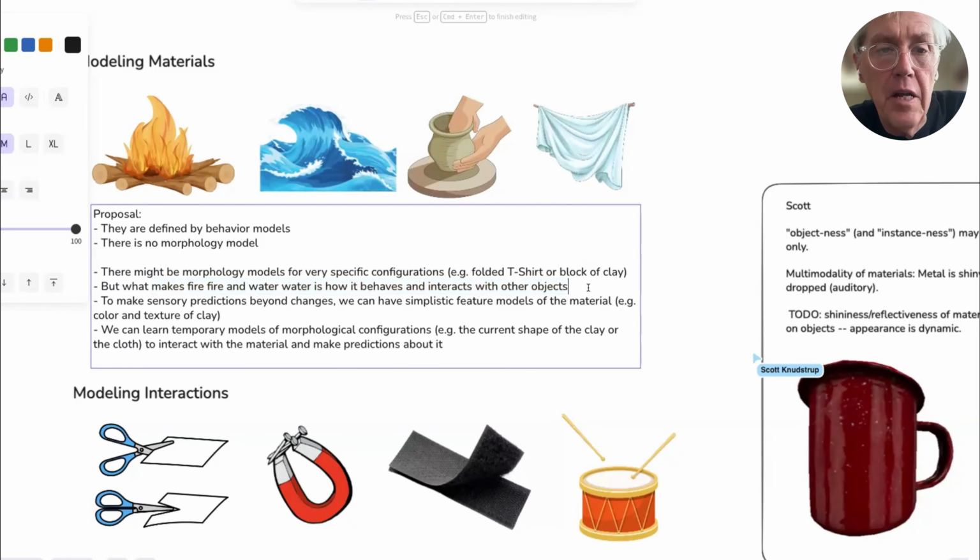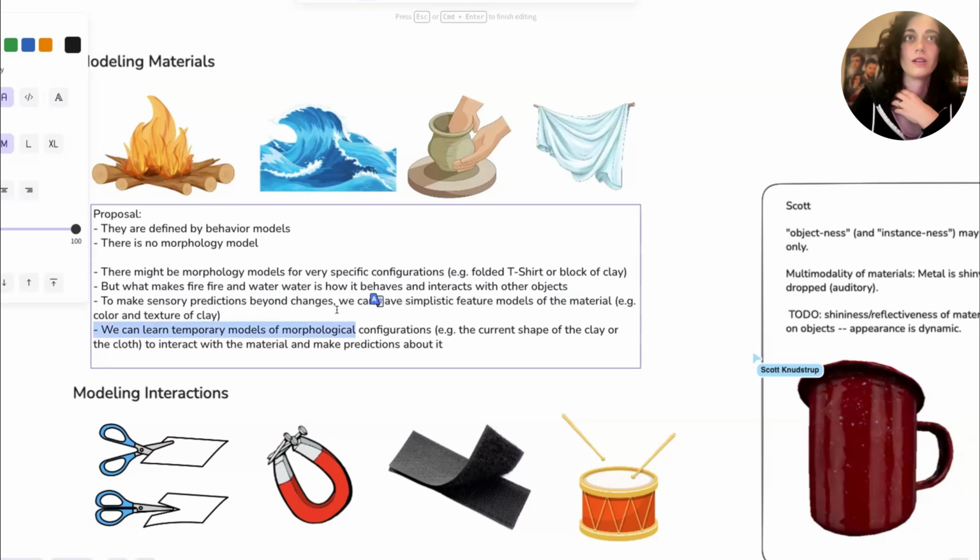I think the fact that I can recognize the t-shirt when it's crumpled or folded and it's not exhibiting any behavior tells me that it's not just the behavior model. I'm saying it's both, and if we just focus on behaviors, I think you're going to get some things wrong. Maybe that is a very coarse type of morphology model, the simplistic feature models of the material. I don't know how it works yet, but we need some kind of representation of the color and texture and all that.